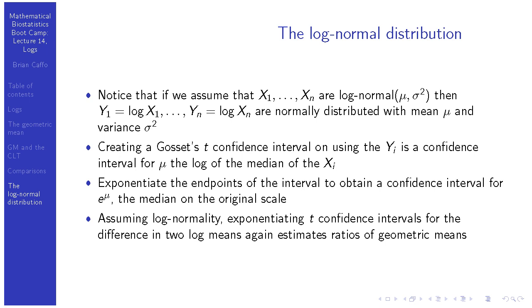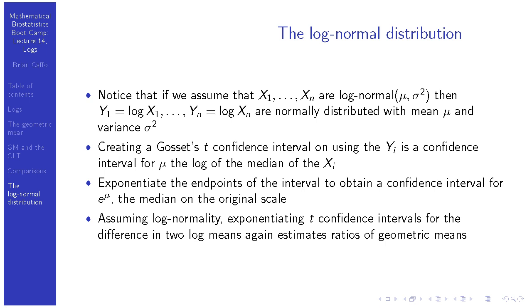log x1 to log xn, which I'm calling y1 up to yn, are normally distributed with mean mu and variance sigma squared, so they satisfy the conditions to create a t confidence interval, and then mu is the log of the median of the xi. E to the mu then gives the median on the original scale. It also gives you the population geometric mean.